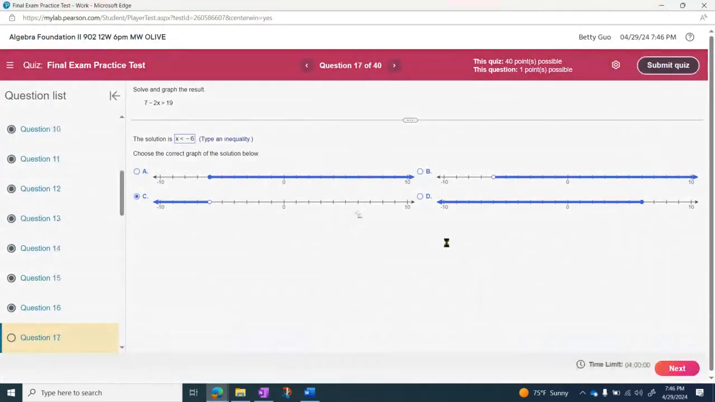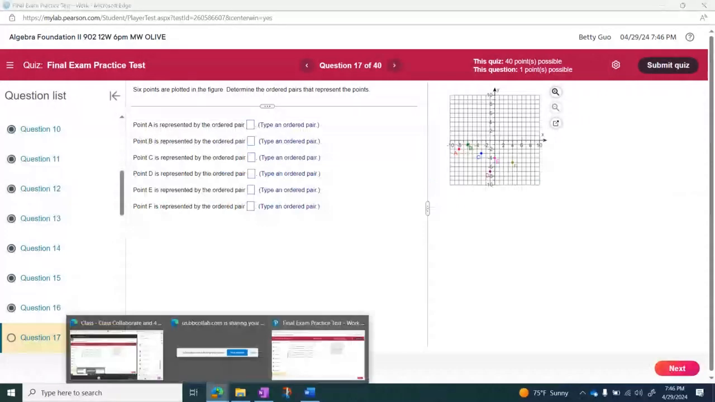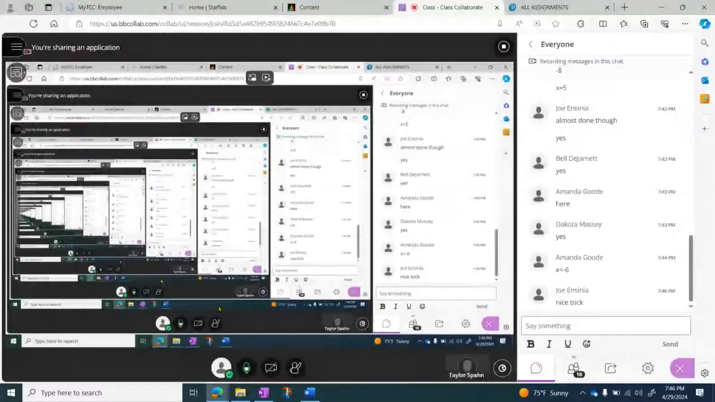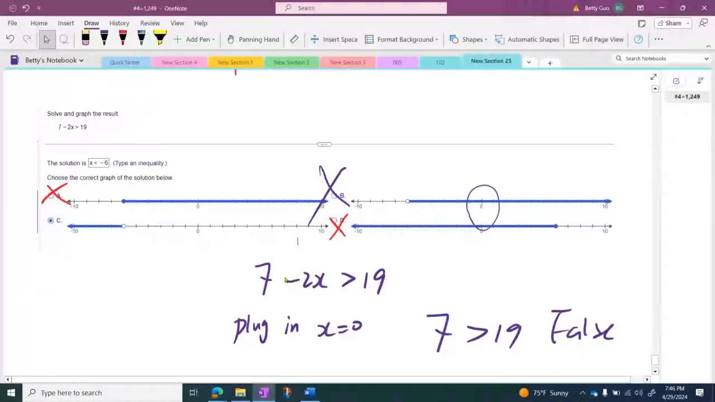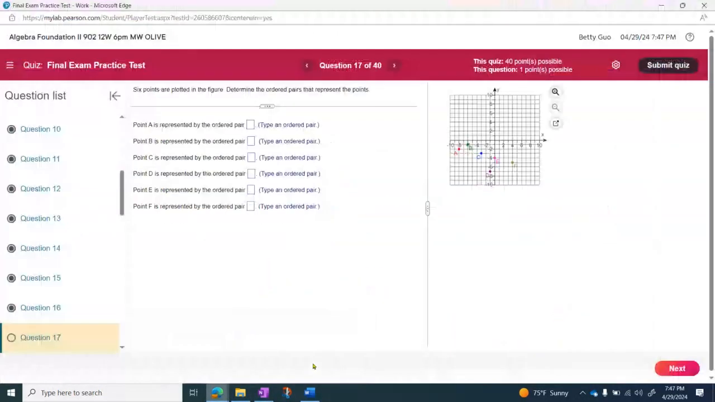Next. Yeah, that's a good trick. Choose a convenient number. Because it's a multiple choice question, we can always use the method of elimination.